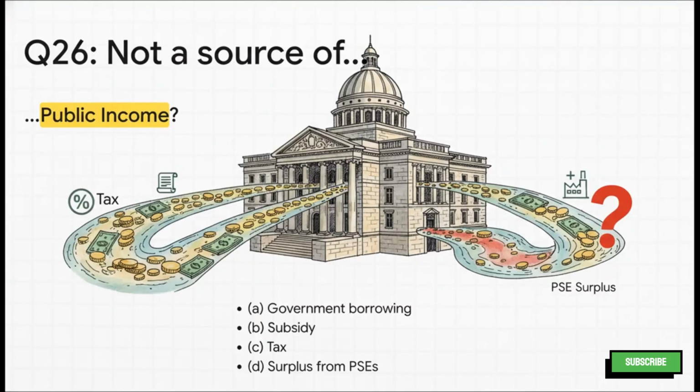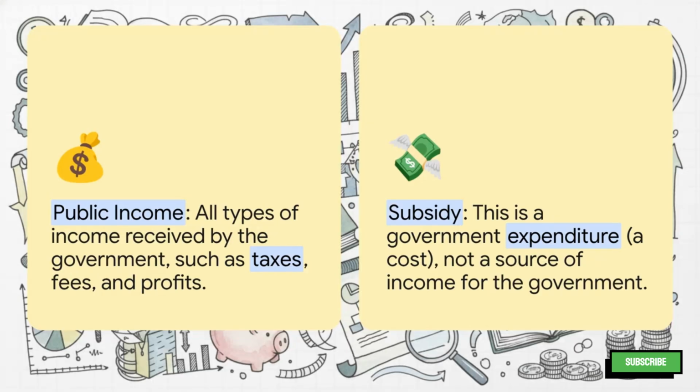Which of the following is not a source of government revenue or public income? Is it government borrowing, subsidies, taxes, or the surplus from public sector enterprises? If you understand the difference between income and expenditure, this one should be easy. The right answer is B, upadan, or subsidy. The concept is crystal clear.